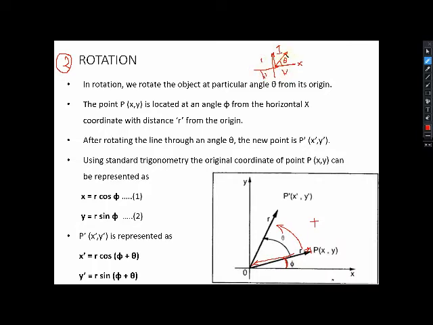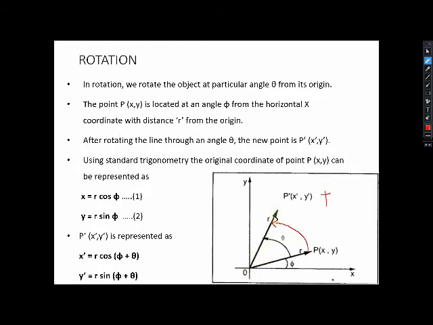So in an angle system, in the first quadrant, the angle in the anti-clockwise direction is taken as positive, and the angle in the clockwise direction is taken as negative. Usually angles in the anti-clockwise direction are what we consider positive. So the angle is positive. Now this line is rotated through an angle of theta to a new location or a new point.